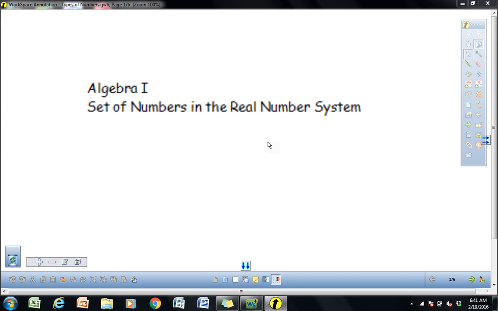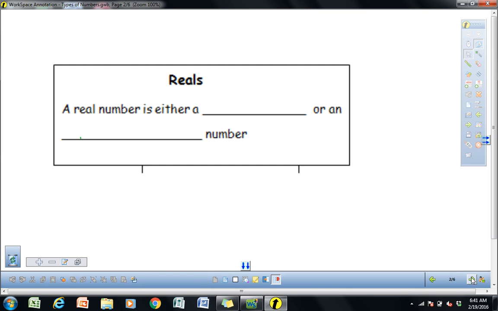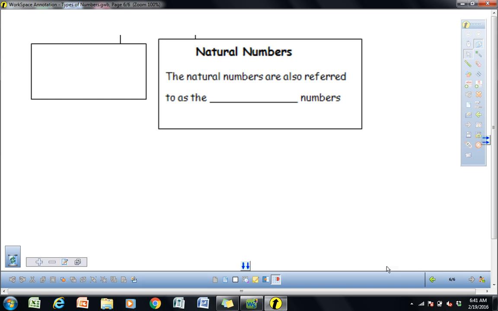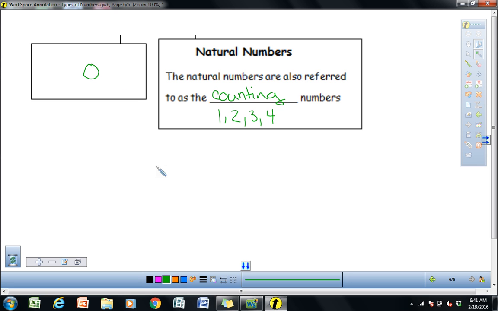Alright, tonight we are going to look at types of numbers and review what all of those mean. We are actually going to go to the bottom of your page first. So we are going to start with natural numbers. Natural numbers are also referred to as the counting numbers. So we have the counting numbers, 1, 2, 3, 4. And over in this box I'm going to put 0 because you don't start counting with 0.